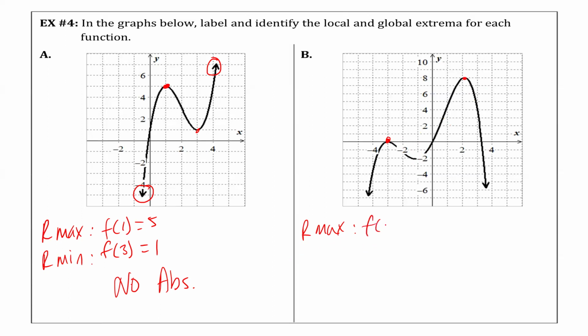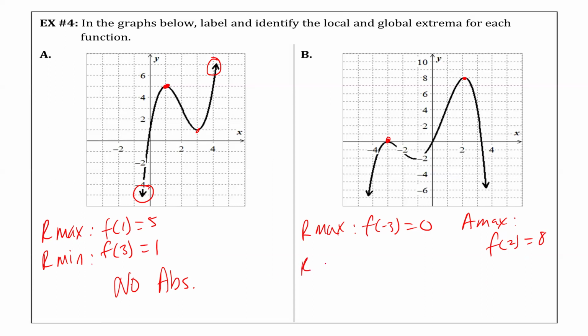So we have one at f of -3. But what about this one? Is it really an R max? What is this one? That's gonna be an A max, an absolute max. Because is there anything that goes past it? No. So at f of 2, it's my absolute max at 8.